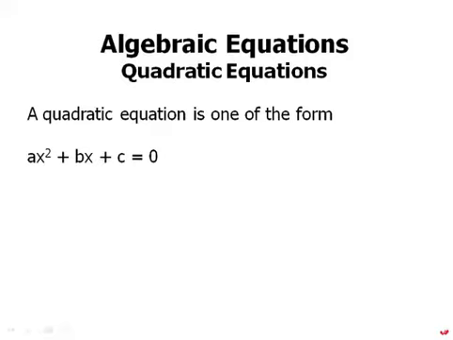Quadratic equations. You may remember quadratics from our discussion of expressions and factoring. A quadratic equation is one of the form ax squared plus bx plus c equals 0. In other words, a quadratic expression set equal to 0.